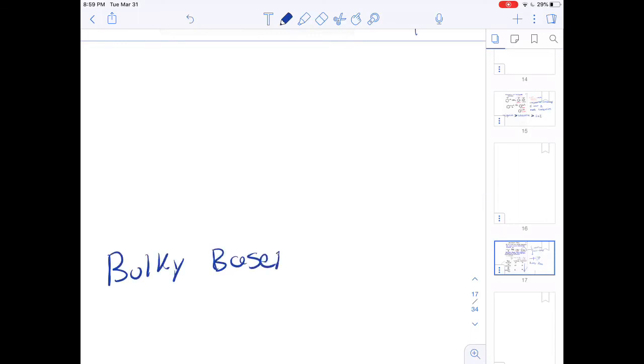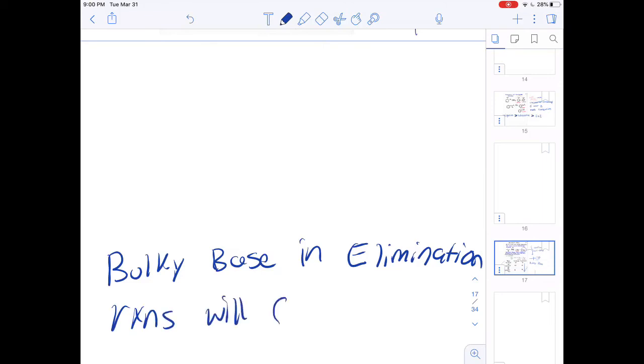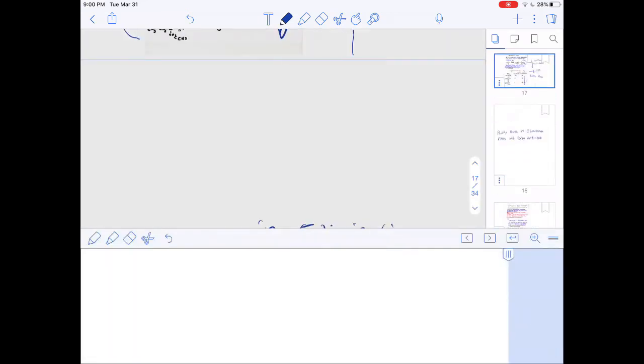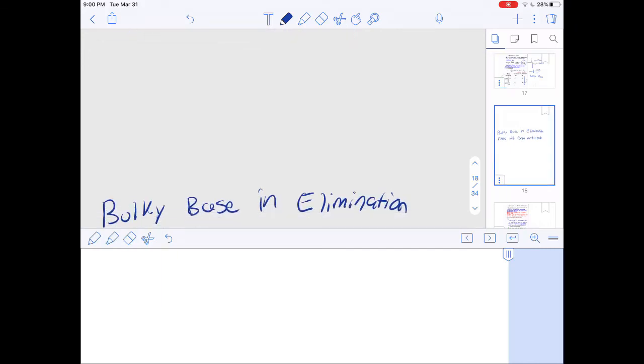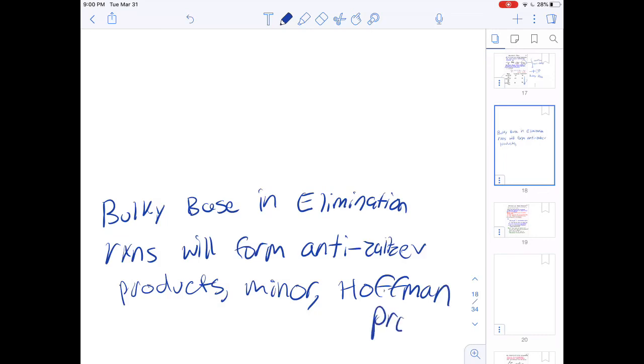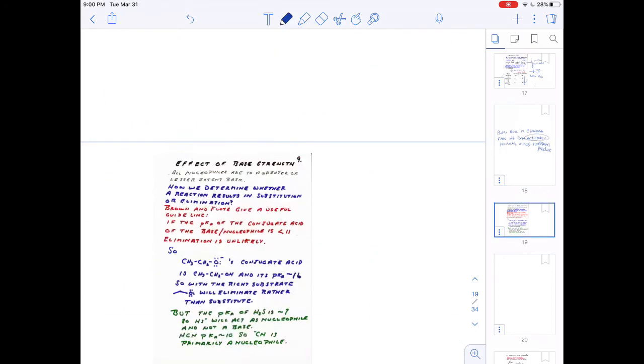Bulky base in elimination reactions will form anti-Zaitsev. This is the most common way to refer to it. All right. You know what I was trying to say. Anti-Zaitsev products, which is the exact same thing as the minor product, which is the exact same thing as the Hoffman product. I would just be familiar with all of these terms just in case, but this is definitely the most commonly used term.